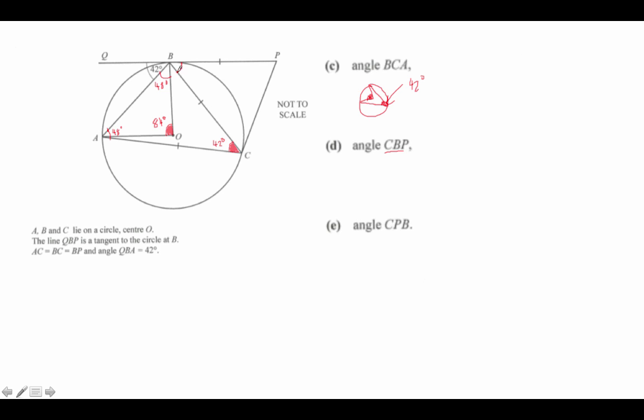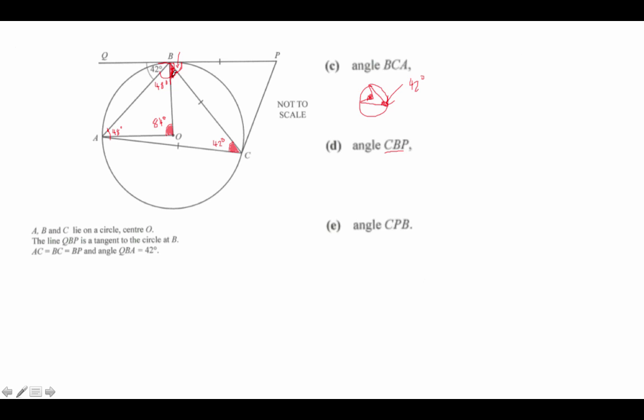I don't know anything else about the triangle BCP at the moment, so if we come back into this triangle here, I know this is a radius, and I know this is a tangent, so I know that they're going to meet at 90 degrees. So if I could find this angle here, then I could subtract it from 90 to find the angle that we're looking for. So the question is, can I find this angle here?